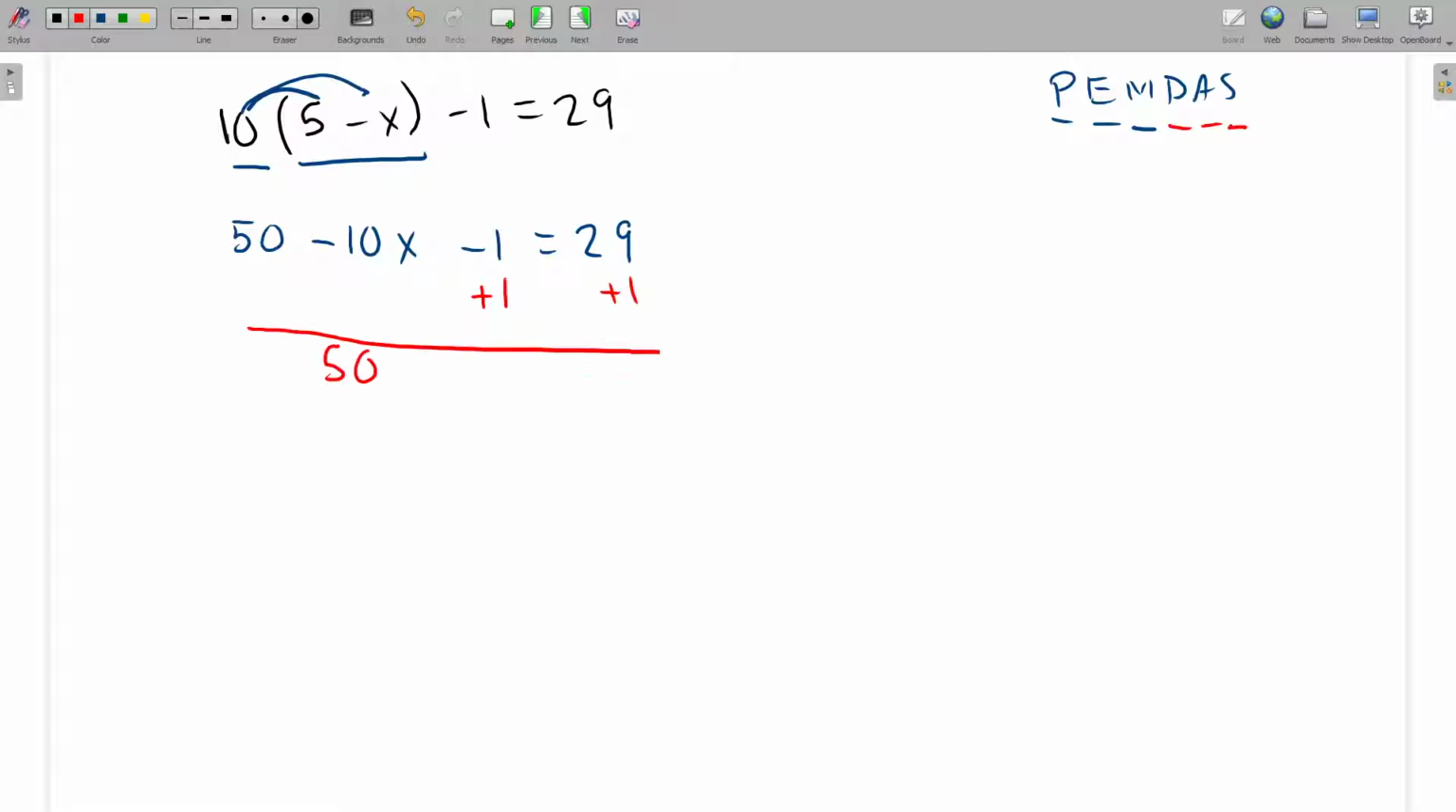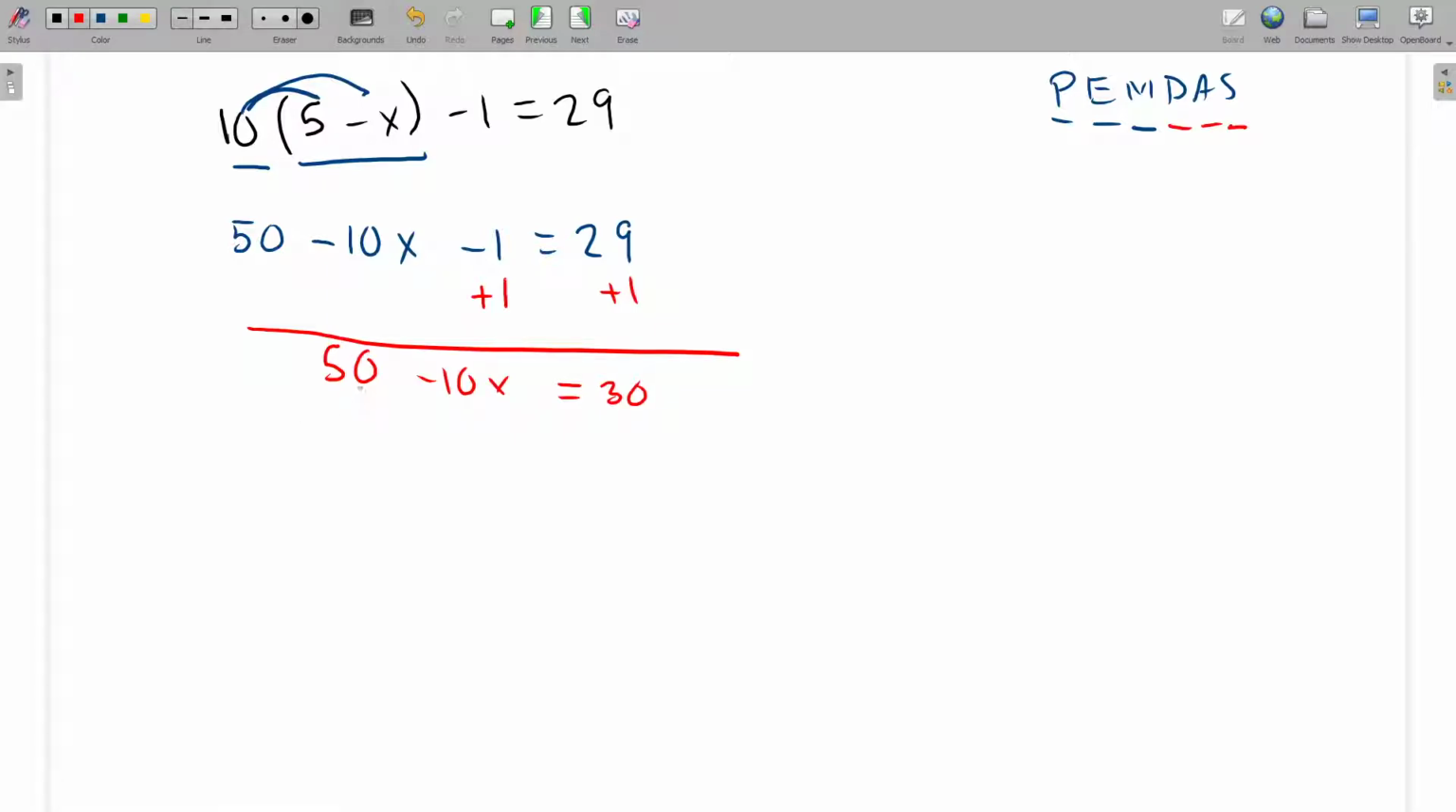So everything's going to come down, right? 50 comes down, negative 10x comes down. The negative 1 and 1 will cancel out, we'll get a 0, and rather than put a 0, we can just leave it blank. And 29 plus 1 is 30.